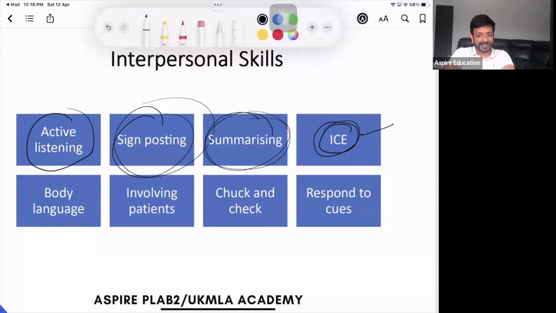Any idea, what do you think you should do if you are in that situation? You're taking history and all of a sudden you're blank. I don't know what to do. So any suggestion, what can I do in those 10, 15 seconds? How can I buy time?